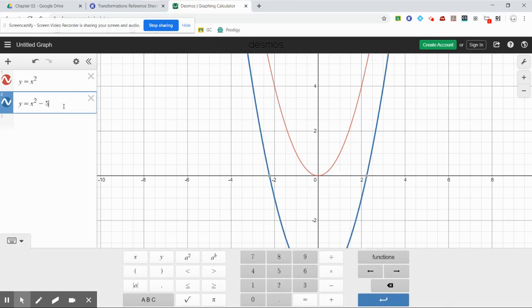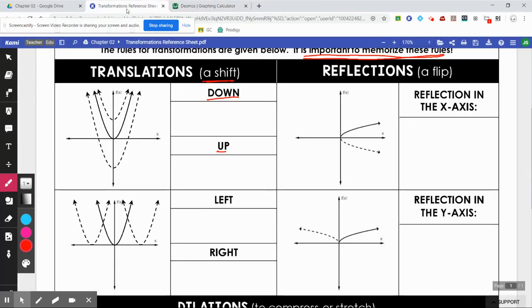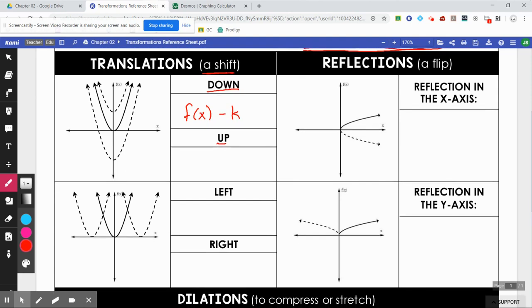So that's when we add or subtract at the end of a function. So to move a function up or down, we will take the entire function, the whole f of x, and we'll subtract a value to move it down, or we'll take the entire function to move it up and we will add a value. So f of x minus k or f of x plus k.